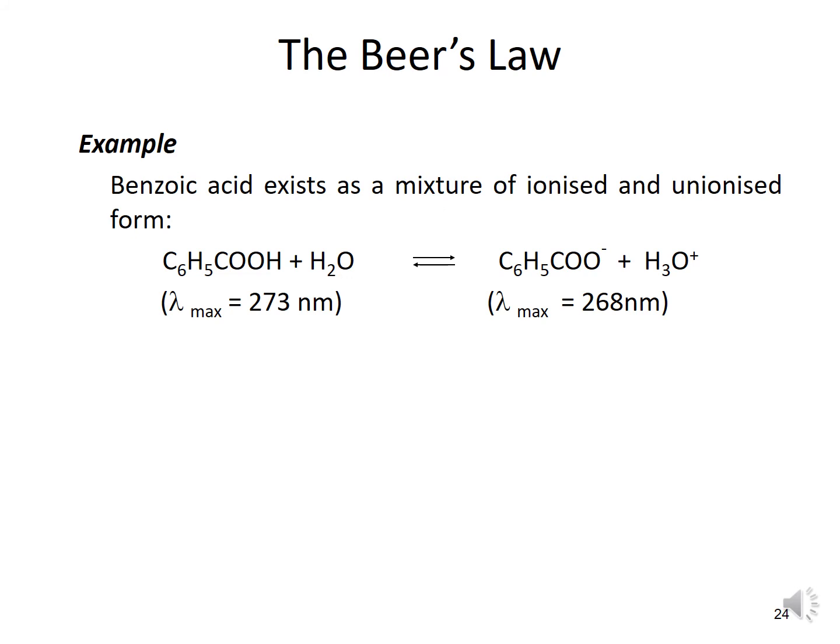So this is an example. Benzoic acid exists as a mixture of ionized and unionized forms. So the lambda max, the wavelength at maximum absorption, occurred at different values of lambda max. You can see that benzoic acid is at 273 nanometer and ionized benzoic acid is at 268 nanometer.